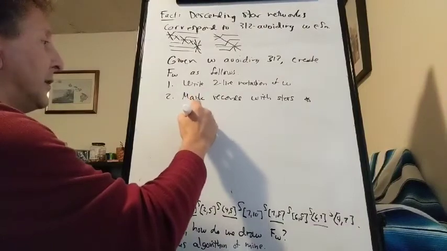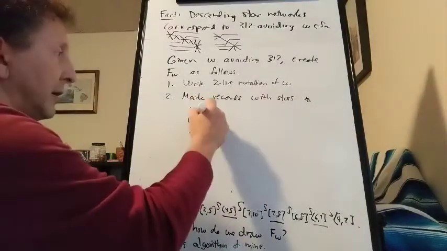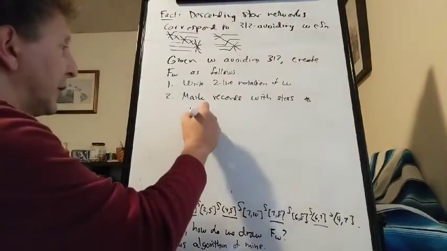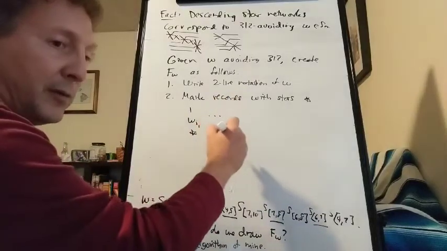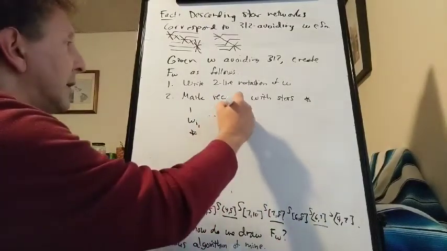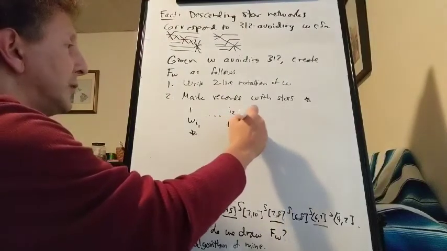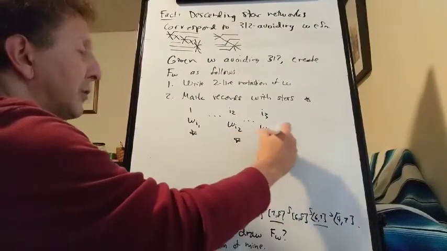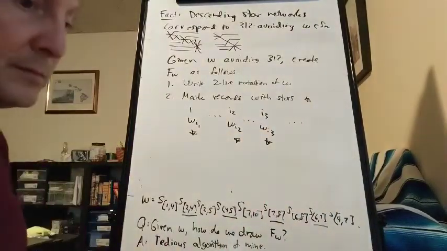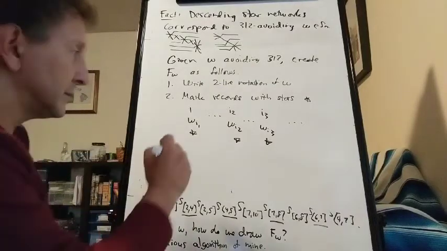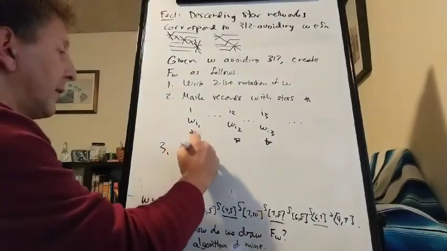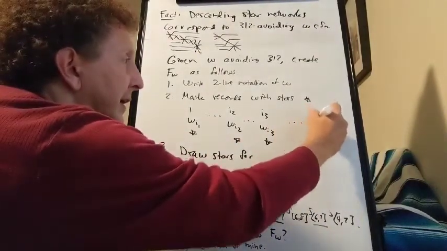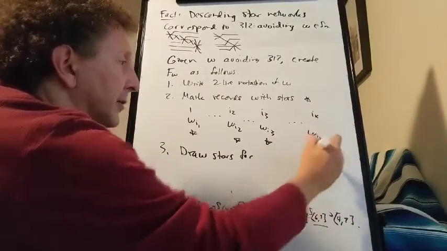So the first letter is automatically a record, and I'm going to call it I1, and then we have I2 and W(I2), and then I3, W(I3). Each one of these records we mark with stars. Let's say IK, W(IK) is the last record.